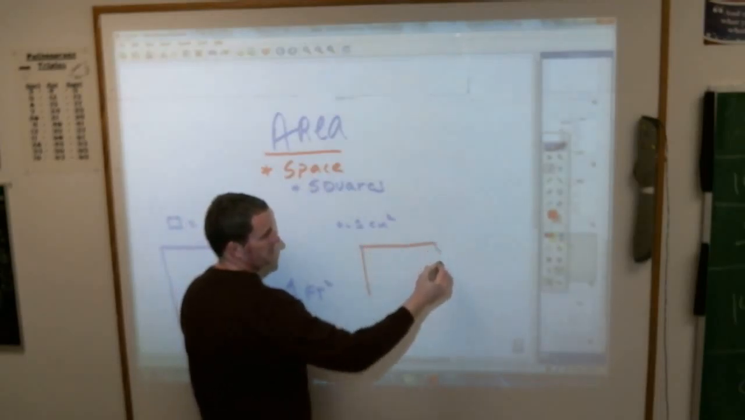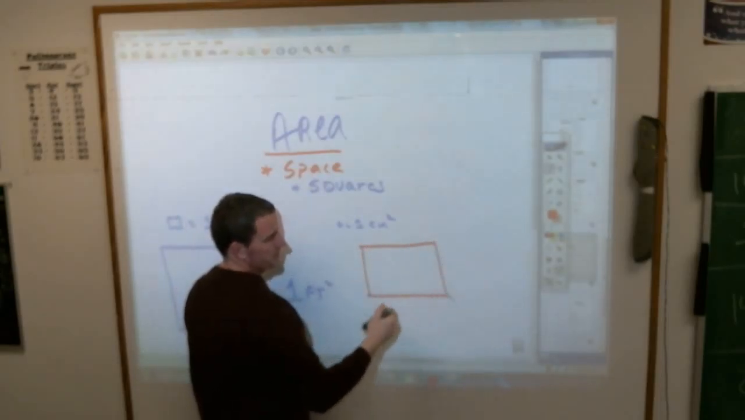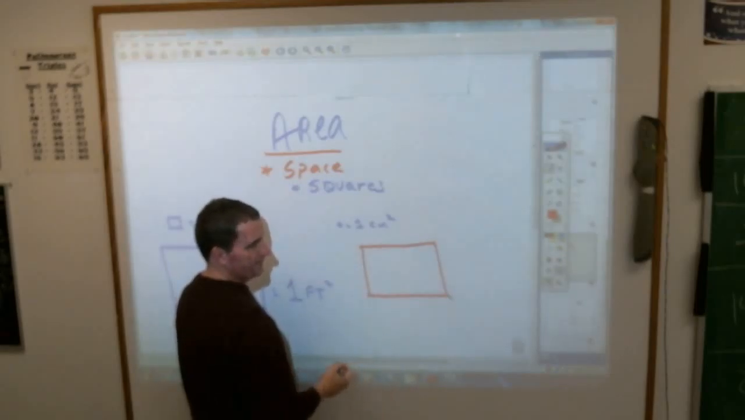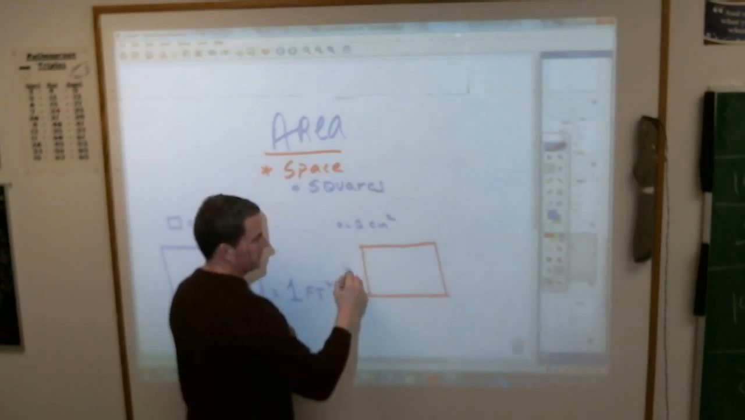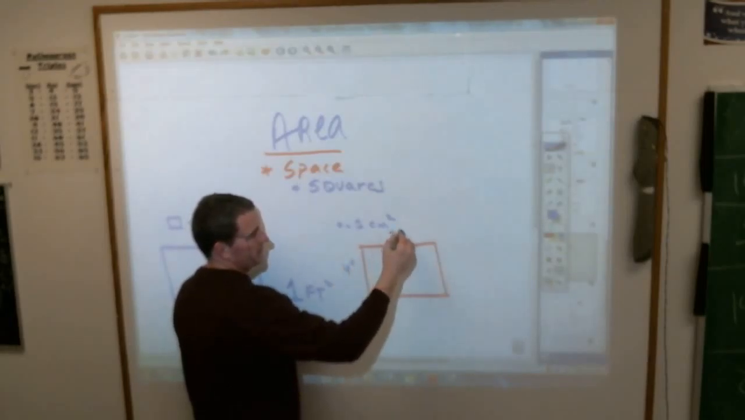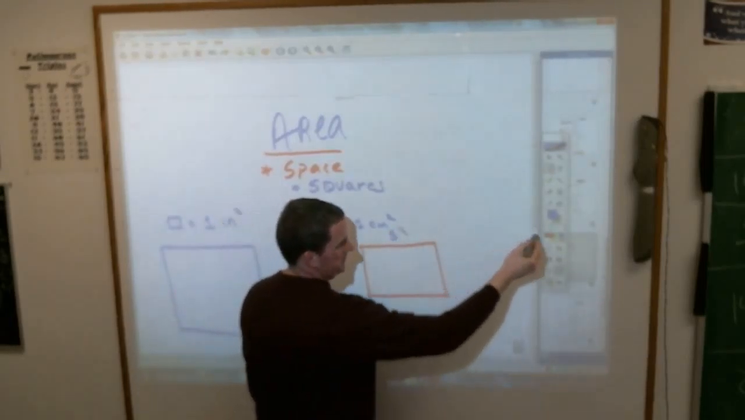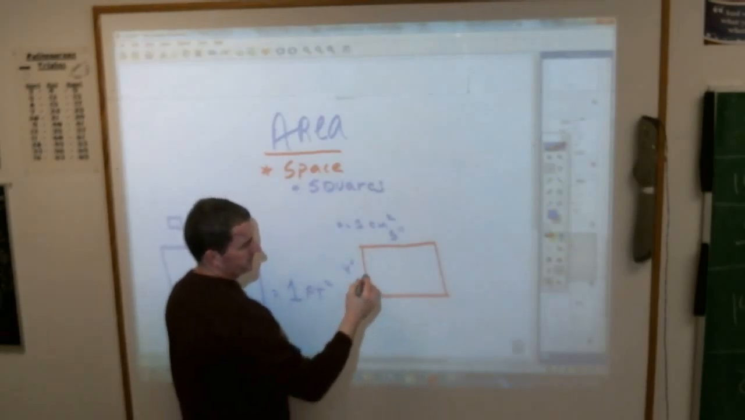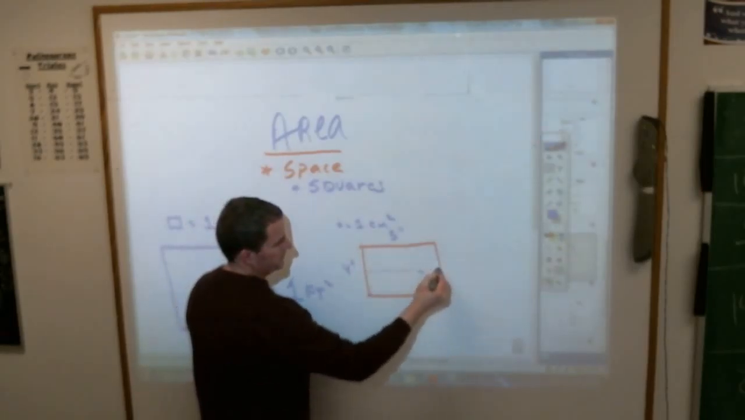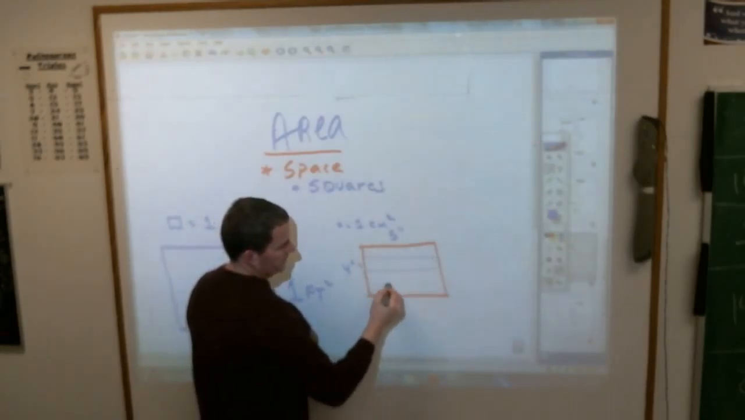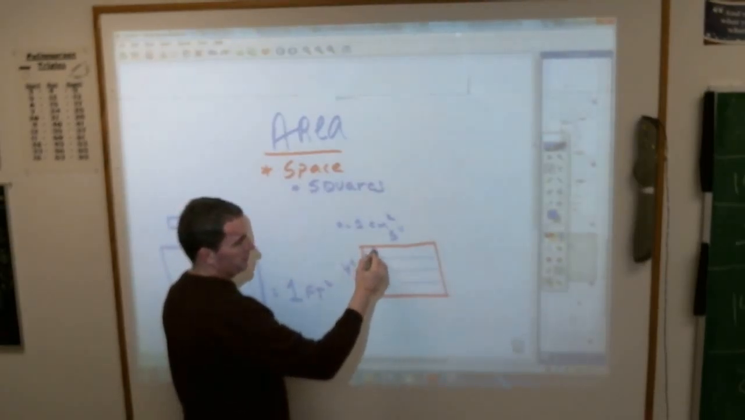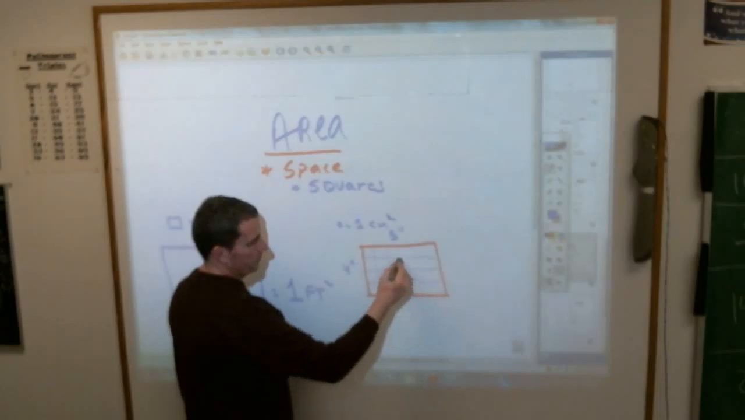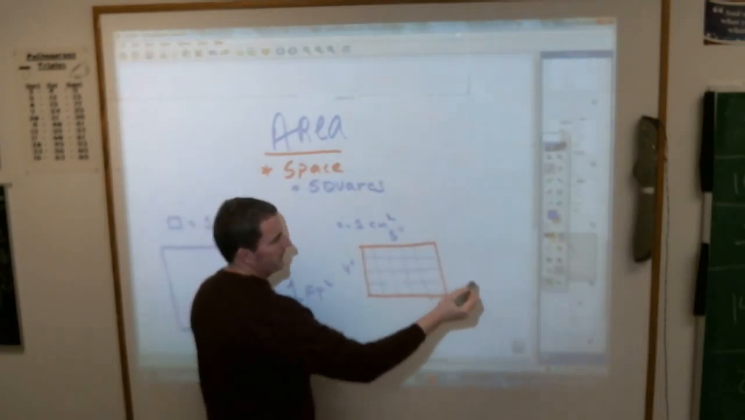Let's say I've got this shape that is 4 inches by 5 inches. I'm actually going to physically cut this into little squares. So it's 4 inches, so I'm going to do this. Here's my 4 inches going this way. Each one of these is an inch. And 5 inches going this way. 1, 2, 3, 4, 5.